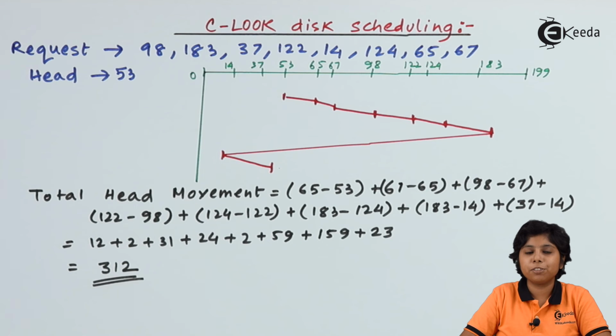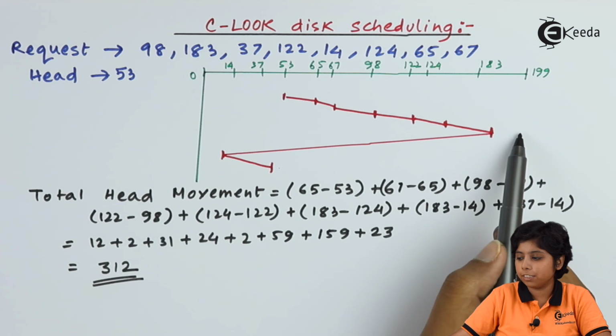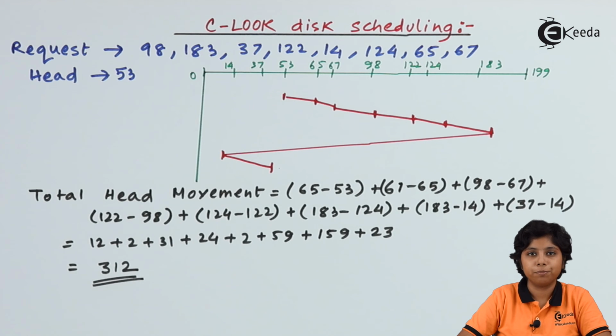Compared to C-SCAN, it is better than C-SCAN as it avoids reaching 199 and 0. So this way the disk scheduling algorithms can help us to better implement the device drivers and the hardware to get control of the operating system performance.